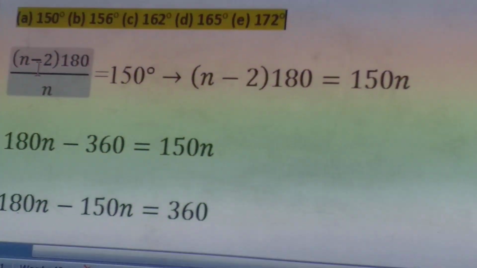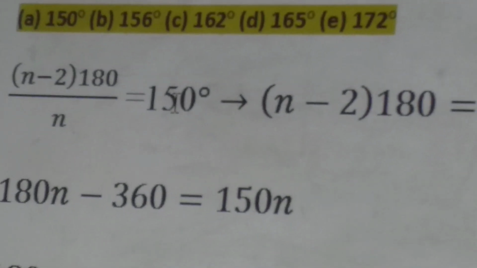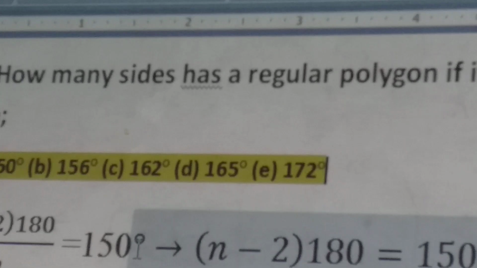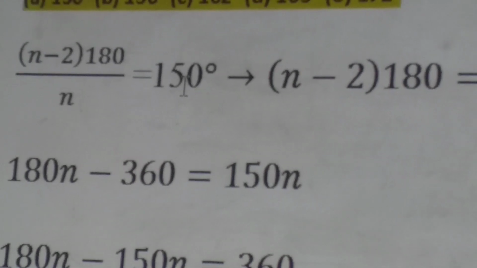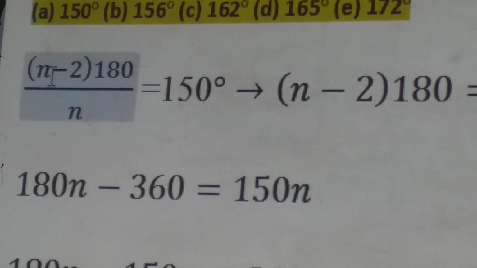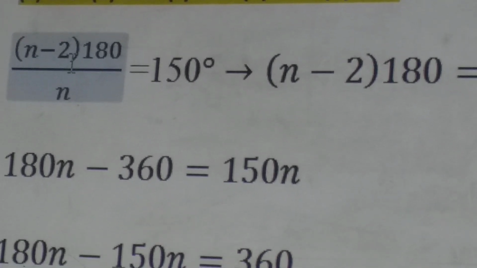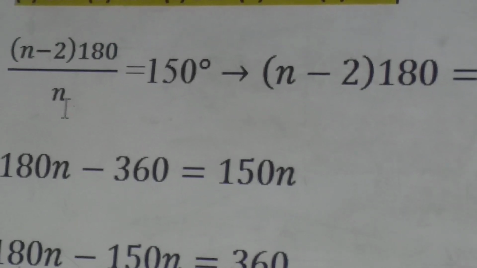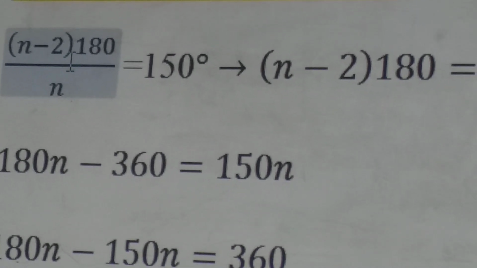Right, the size of the interior angle is given as 150 degrees. So what should come to our mind is, how do we calculate the size of the interior angle of a regular polygon? We write down the expression for each interior angle of the regular polygon, which is n minus 2 in brackets times 180 over n. That is the sum of interior angles over the number of sides, the size of the interior angle of a regular polygon.